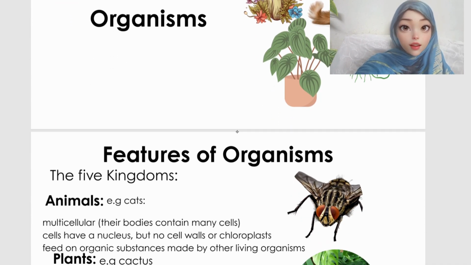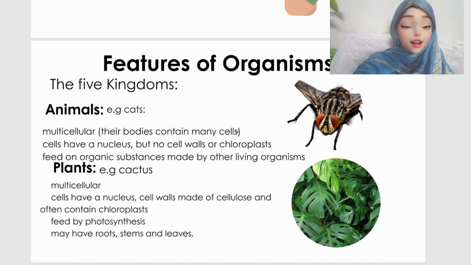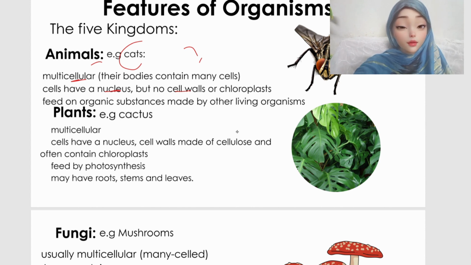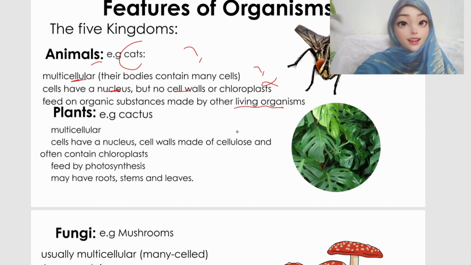For the features of organisms, we have the 5 kingdoms, in which the first kingdom is the animal kingdom. For example, here is a cat. The characteristics of cats: all animals are multicellular, meaning their body contains many cells, and they have cells with a nucleus but no cell wall. They also don't have chloroplasts, because animals do not make their own food. They only depend on organic food made by other living organisms.